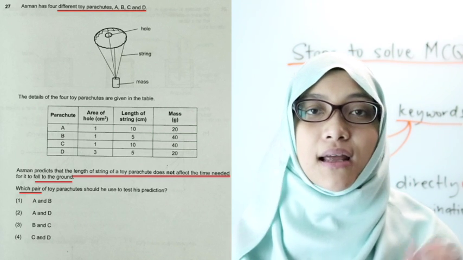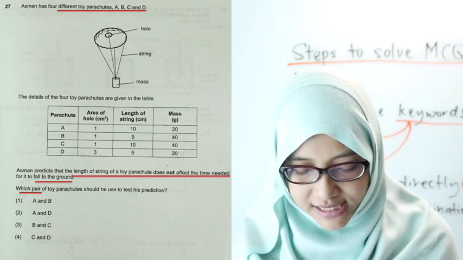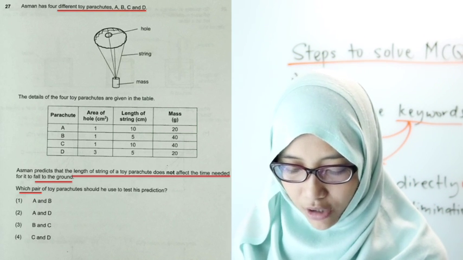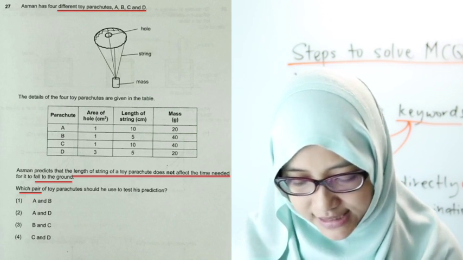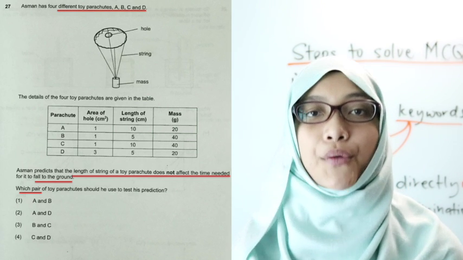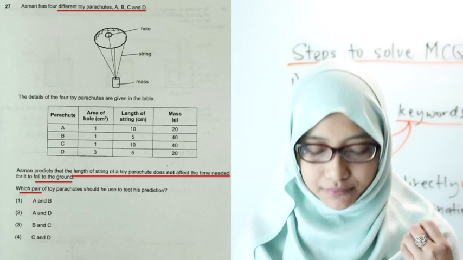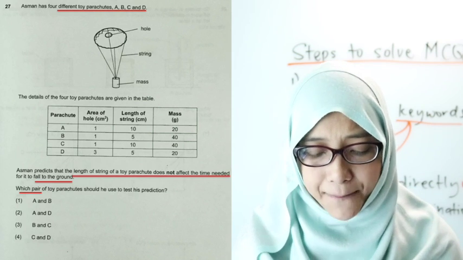In addition to that, from the statement of Asman predicts that the length of the string of a toy parachute does not affect the time needed for it to fall to the ground, we can safely say that we are being tested on experiment type of question.